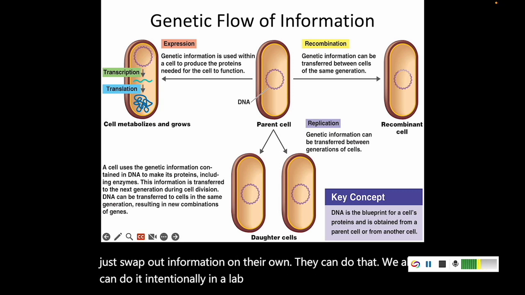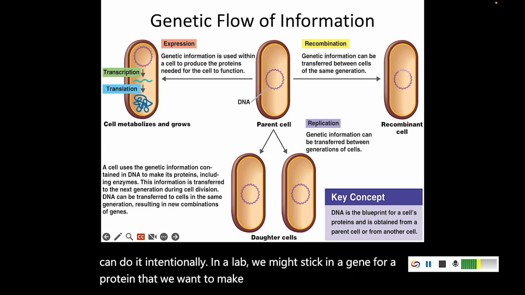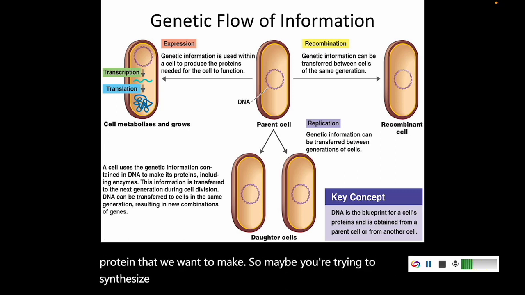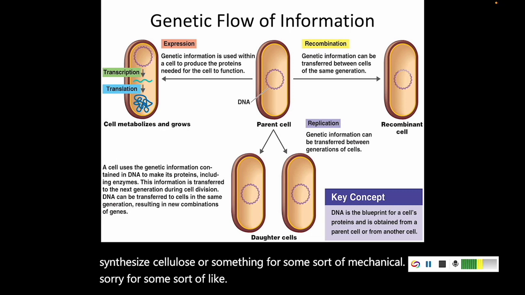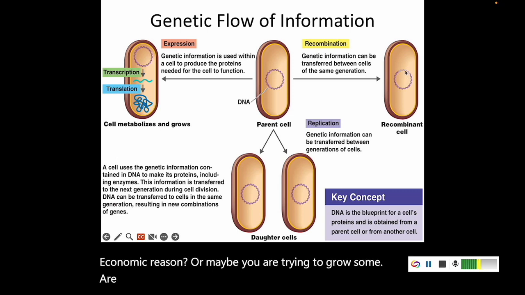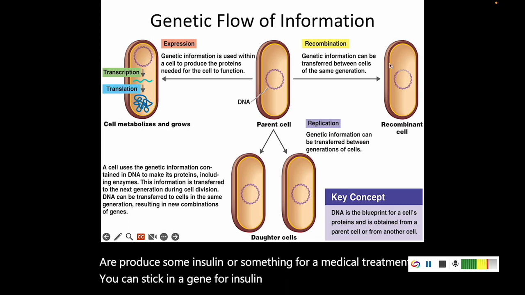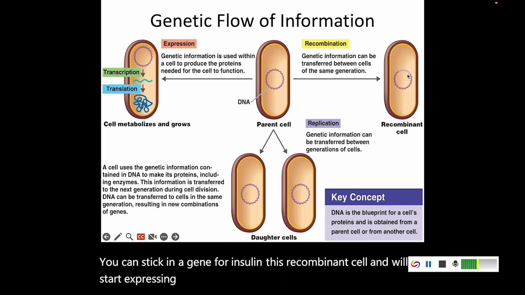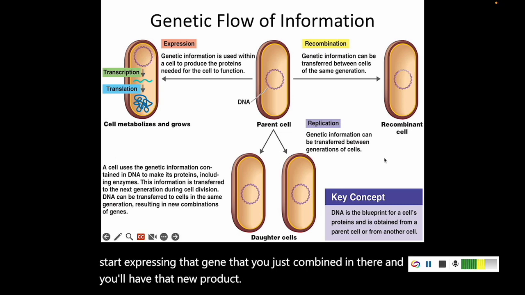We might stick in a gene for a protein that we want to make. So maybe you're trying to synthesize cellulose or something for some sort of economic reason. Or maybe you are trying to produce some insulin for a medical treatment. You can stick in a gene for insulin. This recombinant cell then will start expressing that gene that you just combined in there, and you'll have that new product.